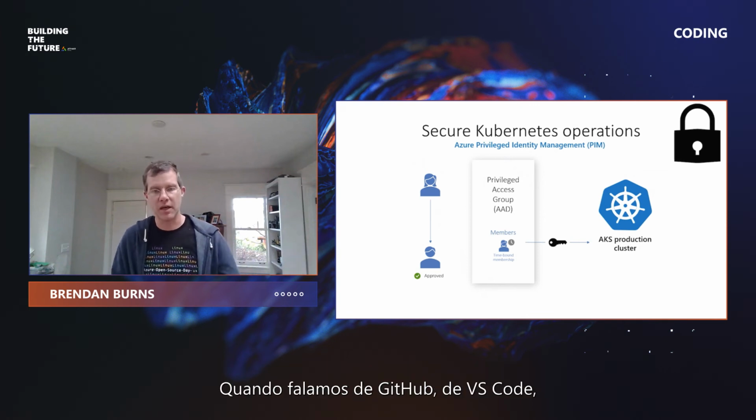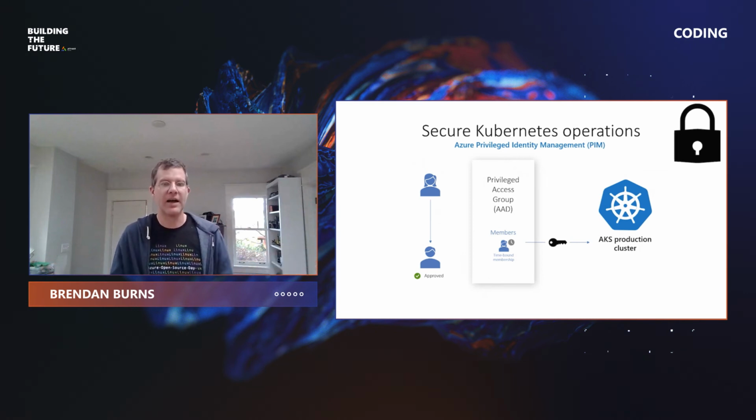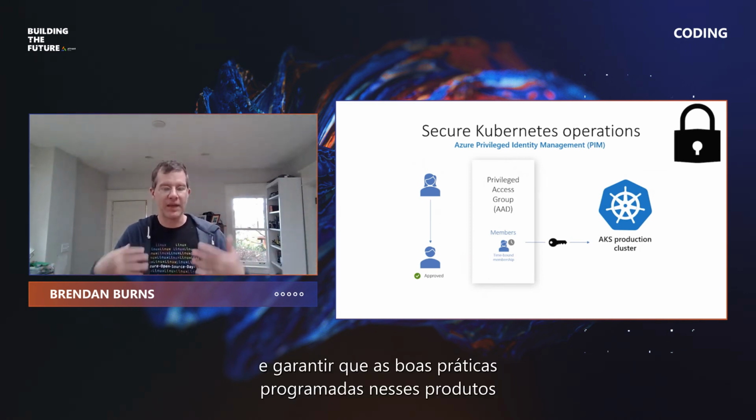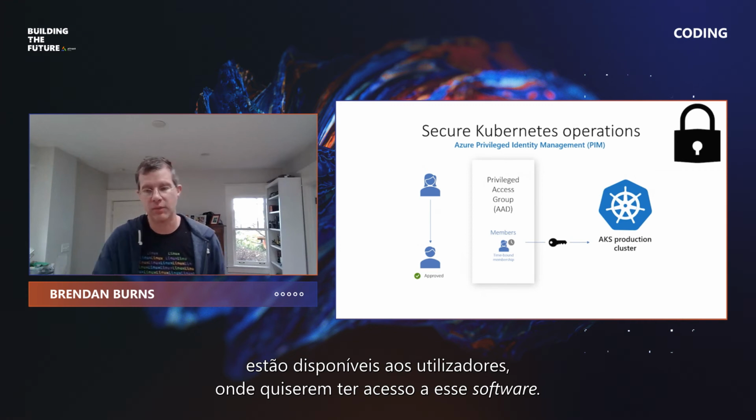And so when we look at GitHub, when we look at VS Code, we're targeting any Kubernetes anywhere, and obviously ensuring that the best practices that we've encoded in those products are available to users no matter where they want to access that open source software.